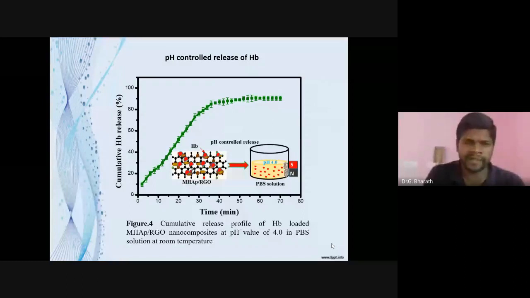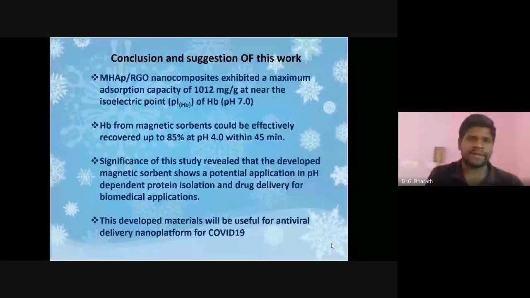In the cumulative release also, within 30 or 40 minutes the drugs are completely released at pH 4. So maybe this design is useful for cancer cell treatment, and people are developing this type of material for cancer cell treatment. These are all different examples of multifunctional applications. These materials are useful for maximum drug absorption, and then are completely released within 45 minutes, especially 85% of drugs. It is also a magnetic material, so we can easily handle it with an external magnetic field. These materials may also be useful as an antiviral drug delivery platform for COVID-19.